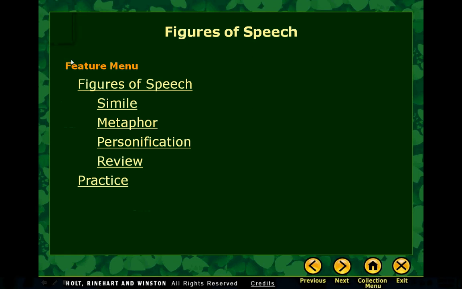Hi students, our cluster this semester is mainly about narrative writing. Narrative means telling stories, and in telling stories the writer needs to use figures of speech. Figures of speech are many actually, but today we are going to talk mainly about similes, metaphors and personifications.